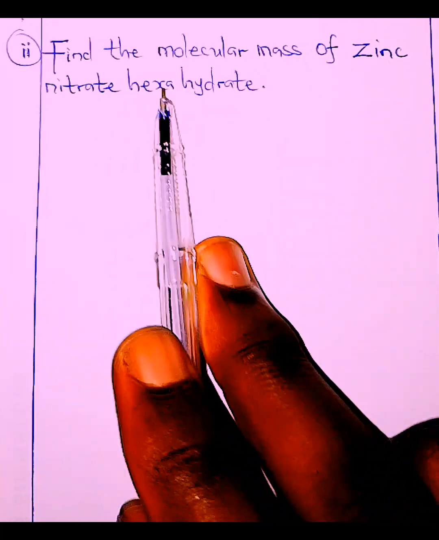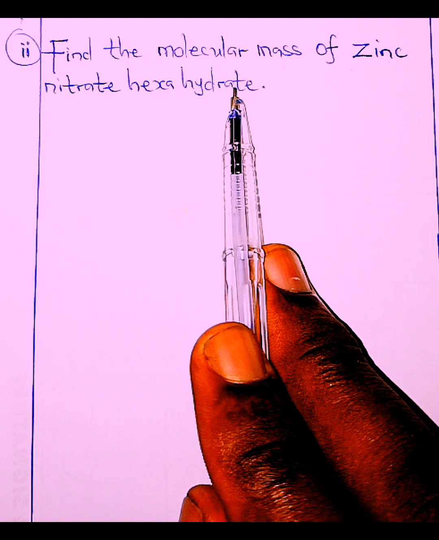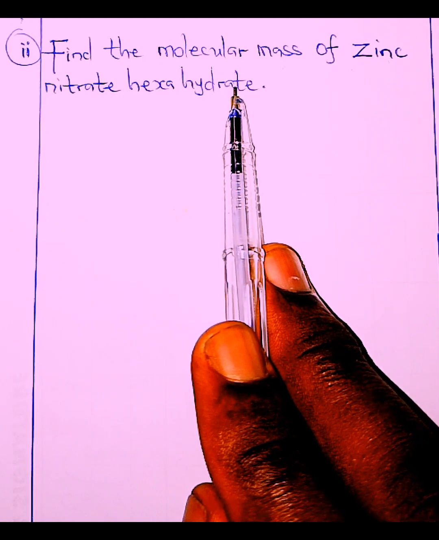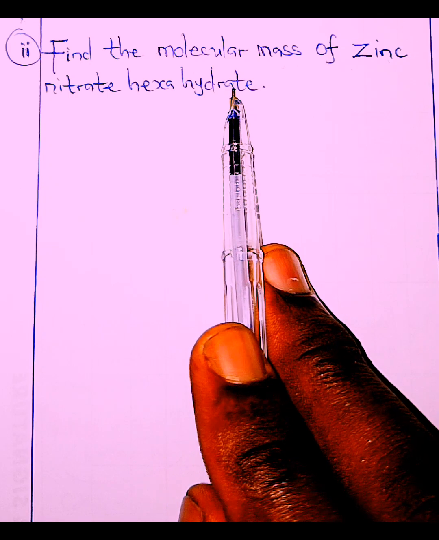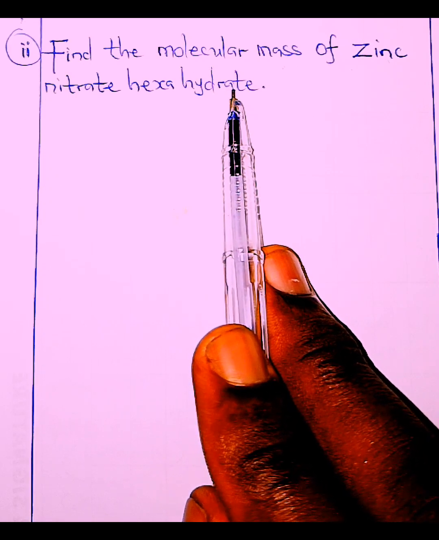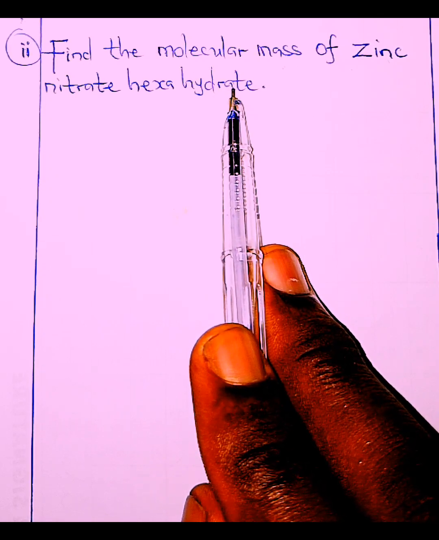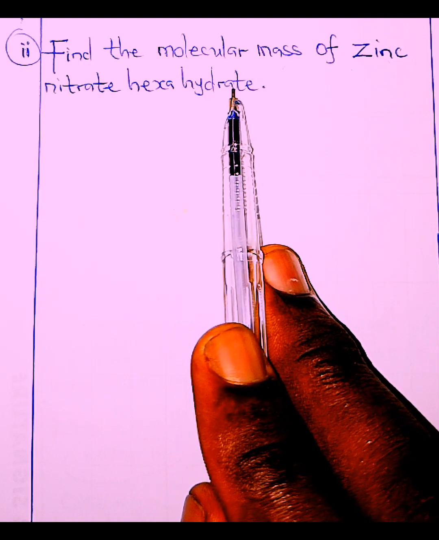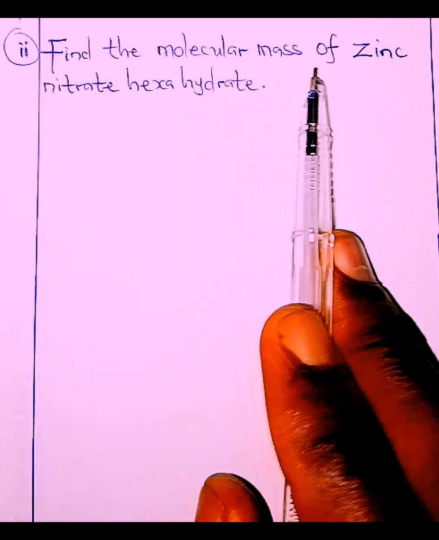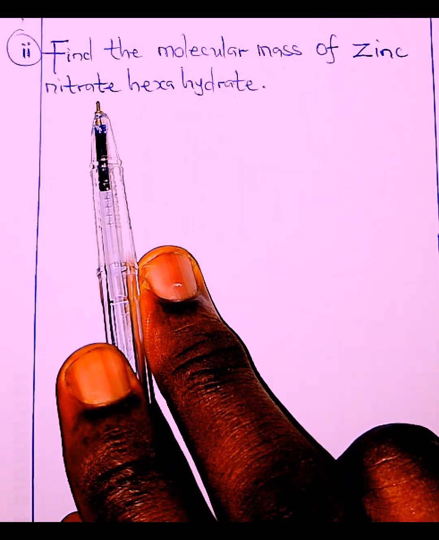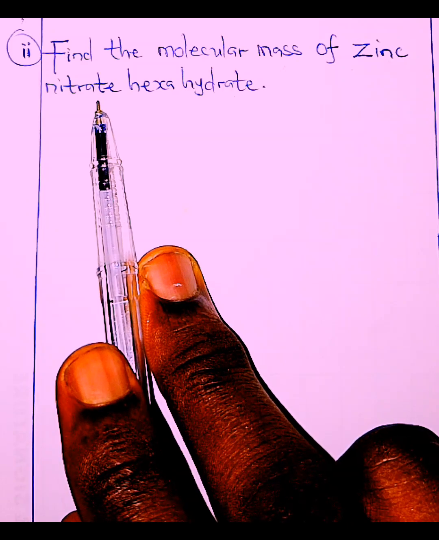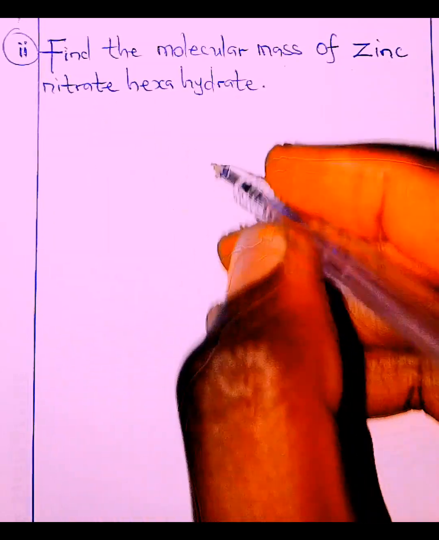Zinc nitrate hexahydrate. Now, before we can get the relative molecular mass of this compound, the first thing we have to do is to look for a way to write out the chemical formula. It's very, very important. If the right chemical formula cannot be written down, there's no way you can get the relative molecular mass. So the first thing we're going to do is write down zinc nitrate. Don't forget that this zinc nitrate is zinc trioxonitrate V. Now let's analyze it.